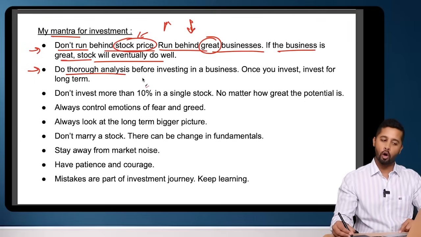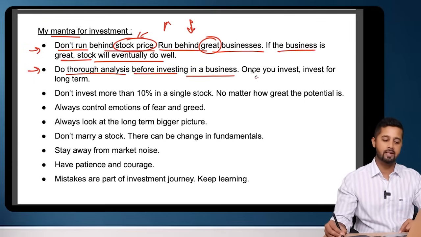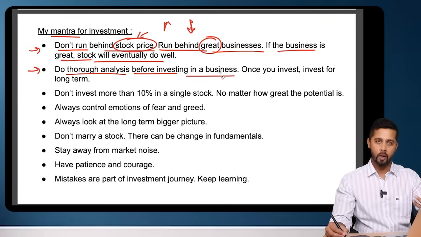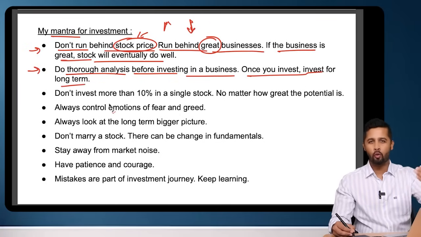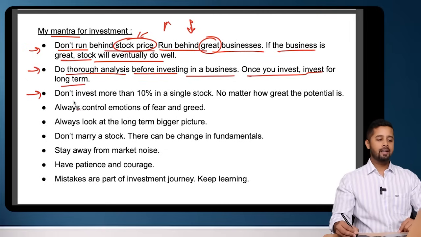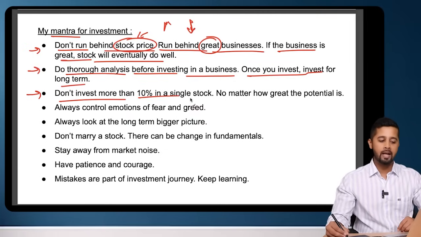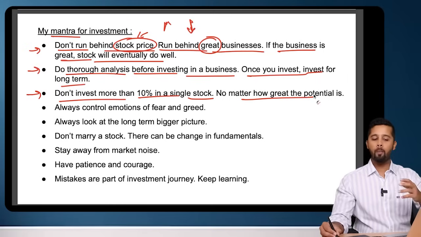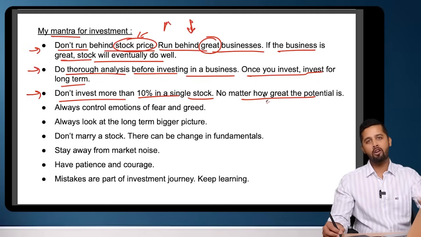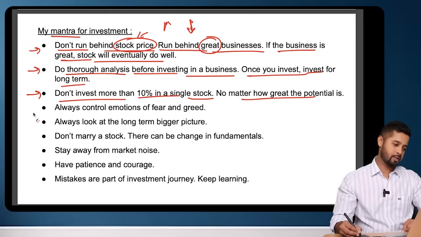Second is I do a thorough analysis before investing in a business, and that helps me build a conviction. And once I invest, I invest for the long term. I don't just invest for one quarter, two quarters down the line. Third is I don't invest more than 10% of my money in a single stock. This is one of the rules that I'm following. No matter how great the potential is, it's part of my risk management aspect.